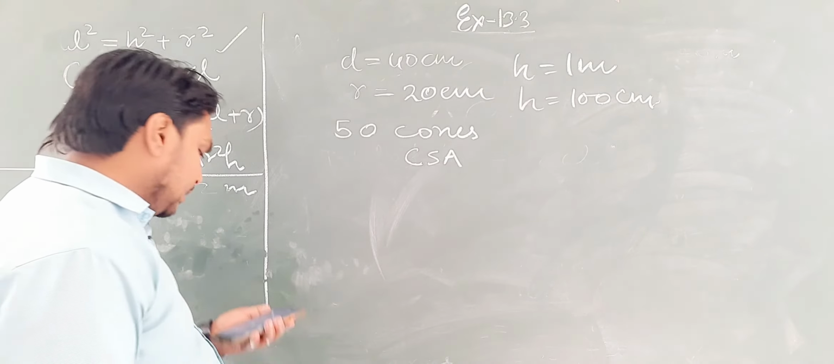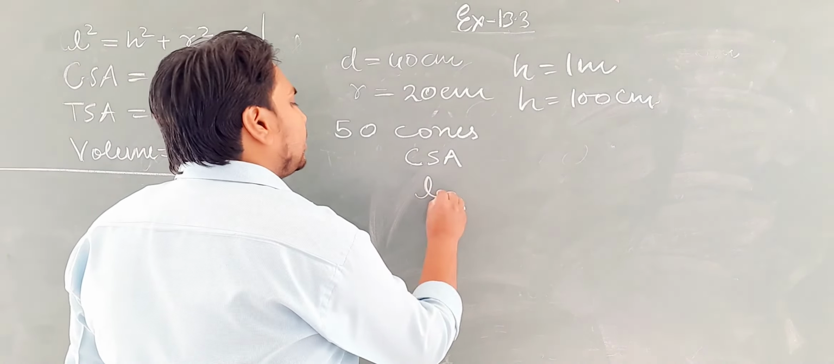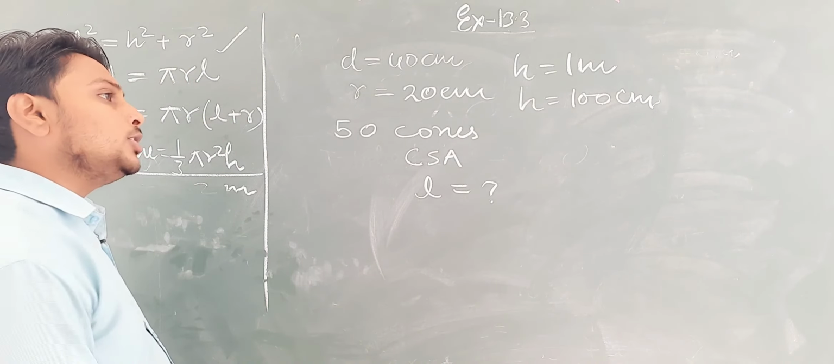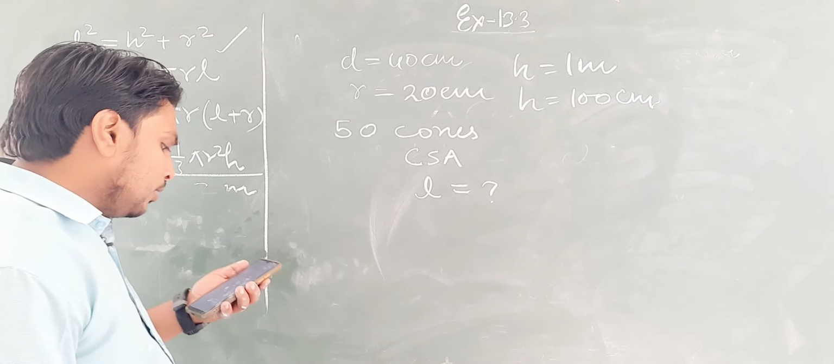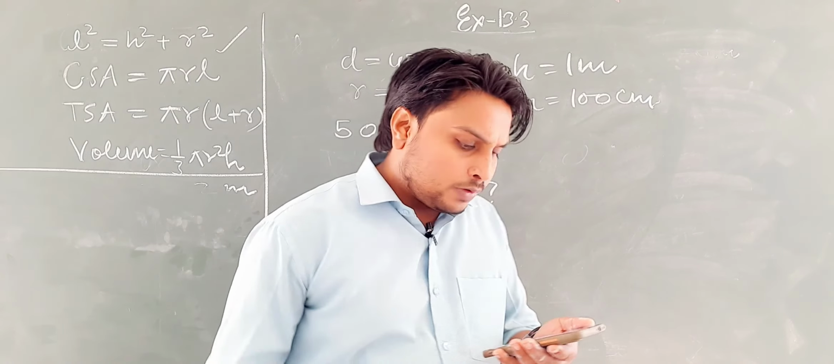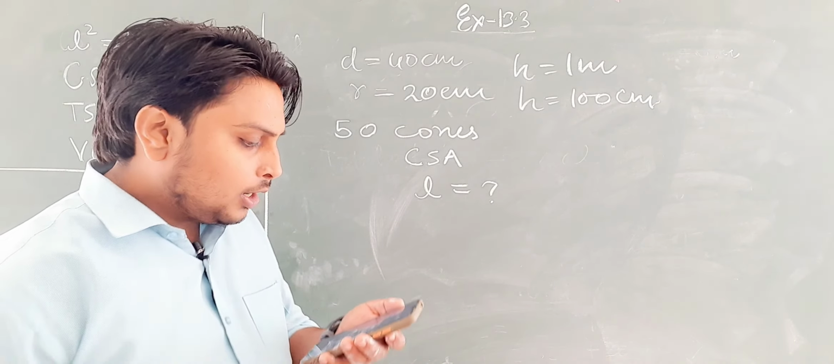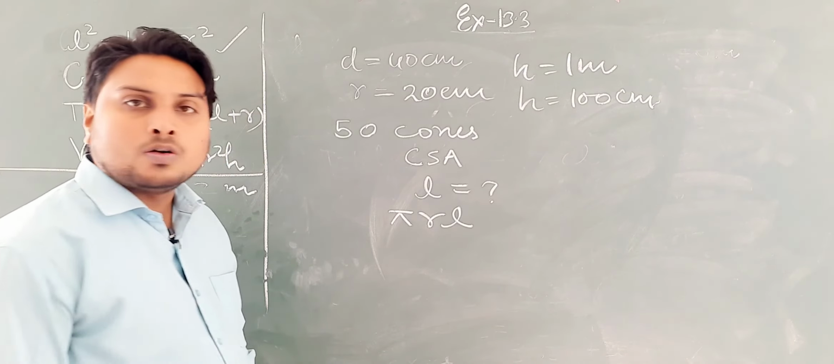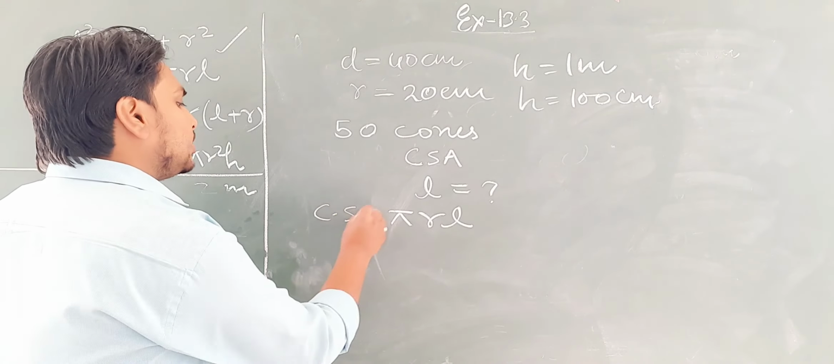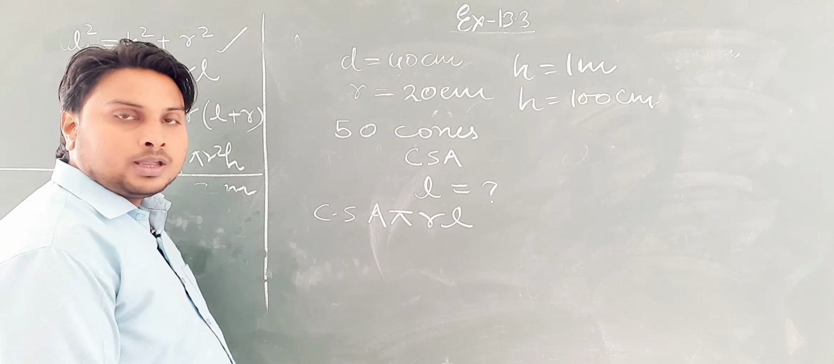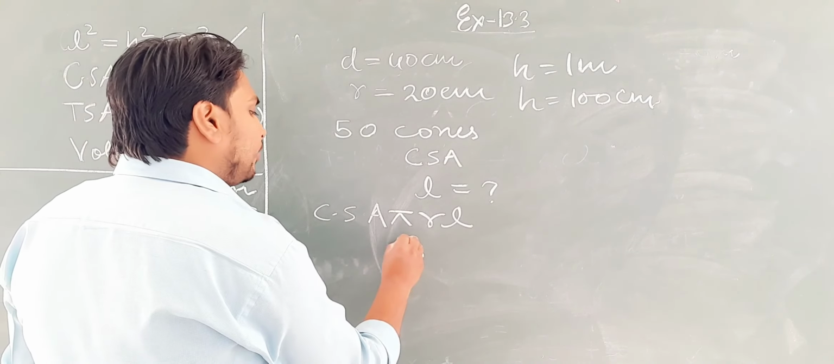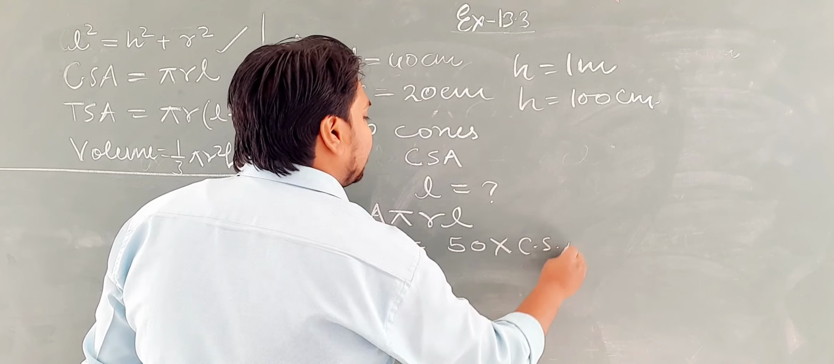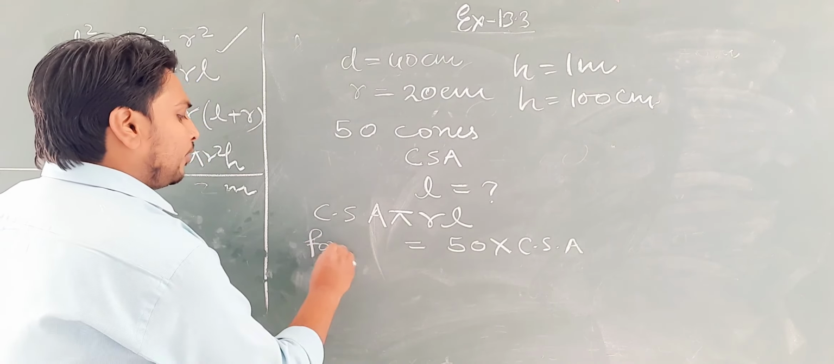So the question is very easy, students. How will you solve? Firstly, you will find L by the help of the formula L square is equal to H square plus R square. And here for your help, it is also given that under root 1.04 is equal to 1.02. After finding L, you will find pi r L, the curved surface area. And how many cones are there? 50 cones, so you have to multiply the curved surface area by 50.